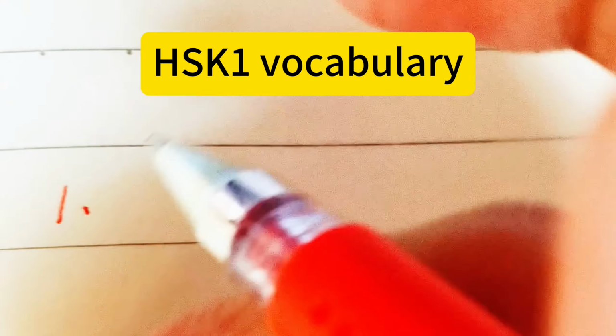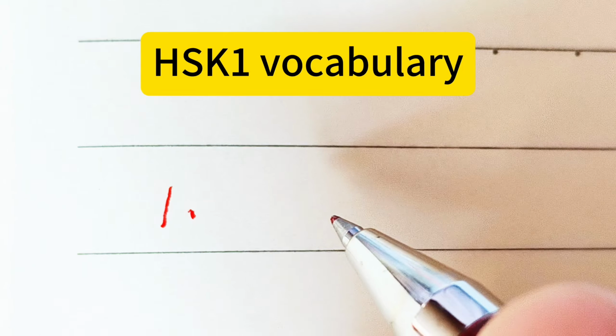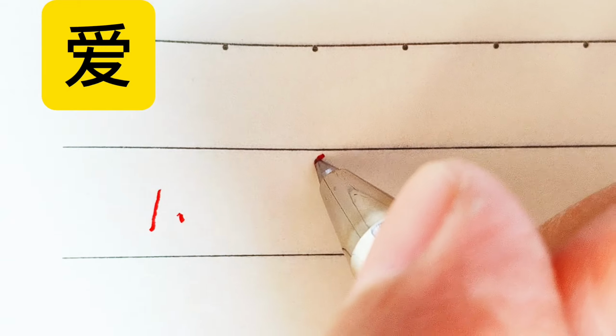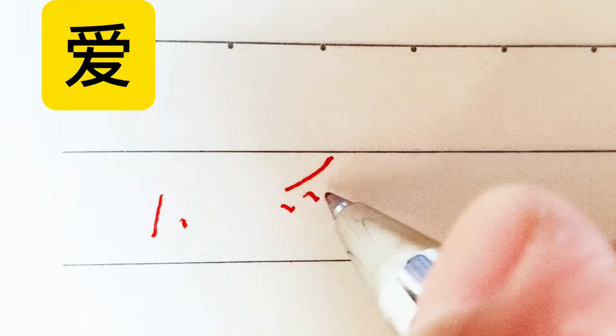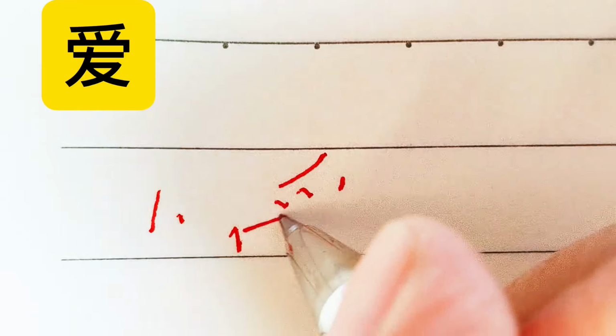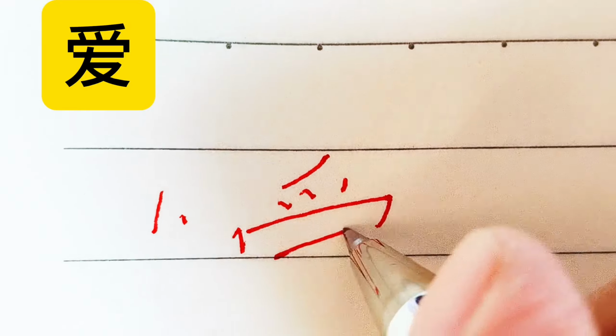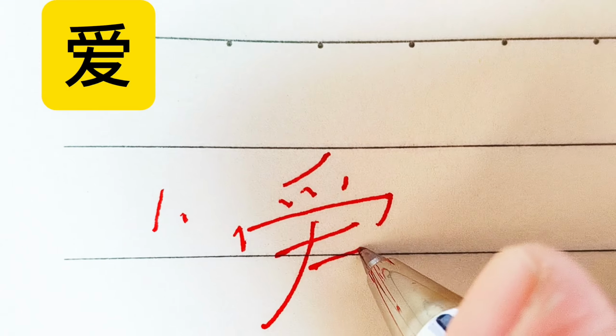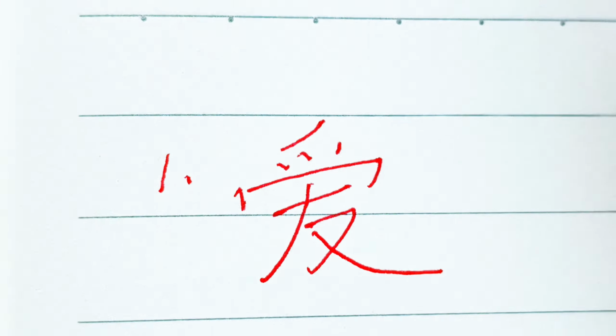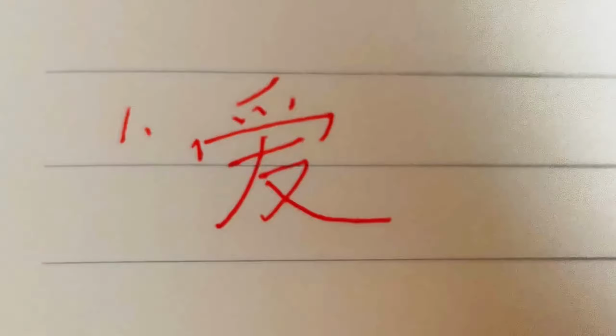Okay, now, today we're going to learn the HSK1 vocabulary. The first one is this one, 爱. You see how to write this character: from top to bottom, from left to right. And this 爱 is made of three parts.